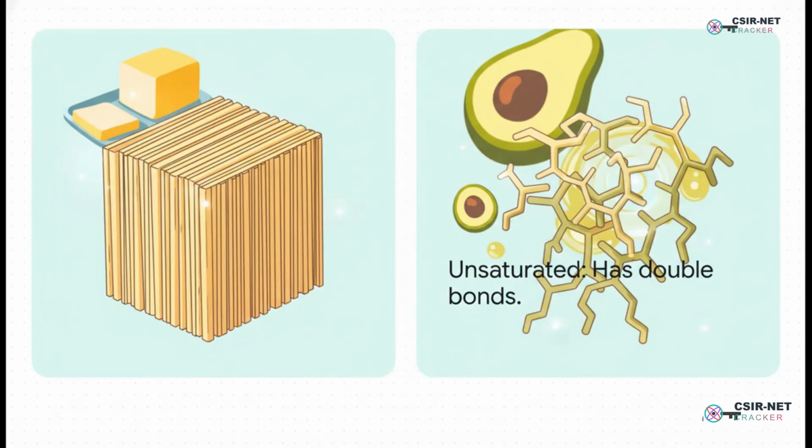So many lipids are built from fatty acids, and the big difference between them is really simple. Saturated fats have these long, straight tails that let them pack together really tightly. Think butter, solid at room temperature. But unsaturated fats have kinks in their tails, which means they can't pack together so neatly. Think olive oil, liquid. It's all about the shape.